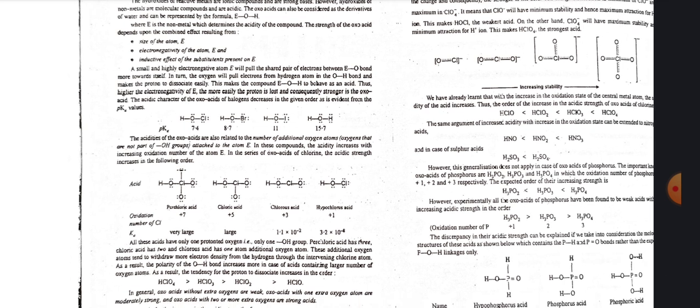The oxoacids can also be considered as derivatives of water and can be represented by the formula EOH, where E is the non-metal which determines the acidity of the compound. The strength of an oxoacid depends upon the combined effect resulting from the size of the atom E, the electronegativity of the atom E, and the inductive effect of the substituents present on E. A small, highly electronegative atom E will pull the shared pair of electrons in the E-O bond more towards itself. In turn, the oxygen will pull electrons from the hydrogen atom in the OH bond and makes the proton dissociate easily. This makes the compound EOH behave as an acid.